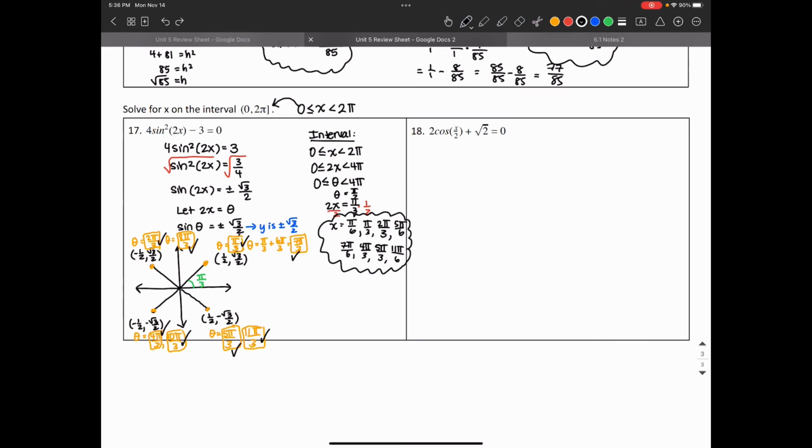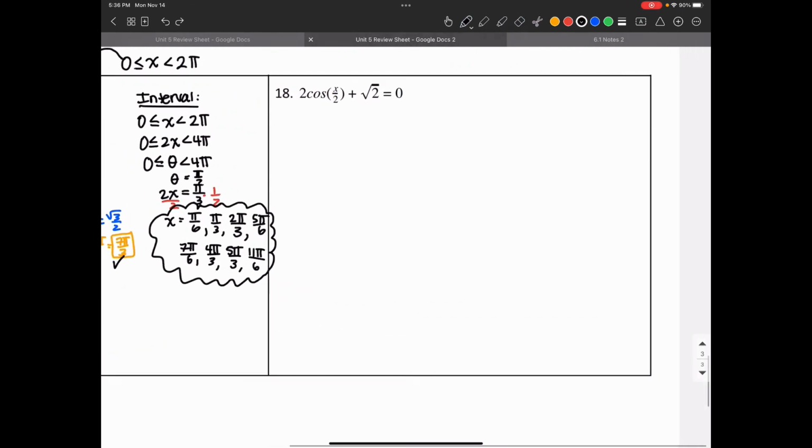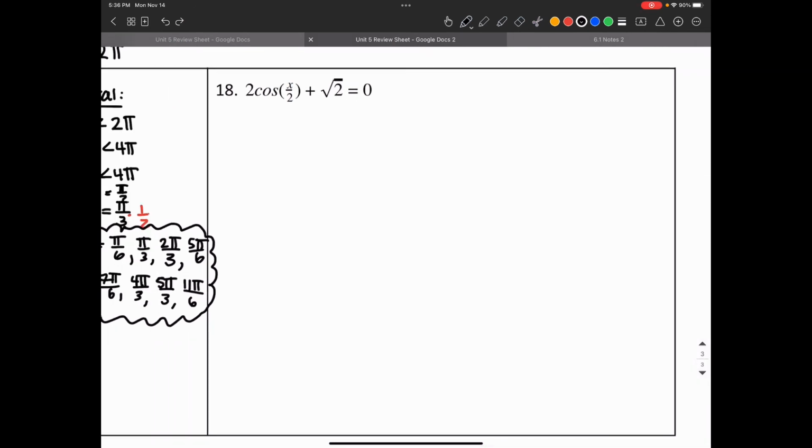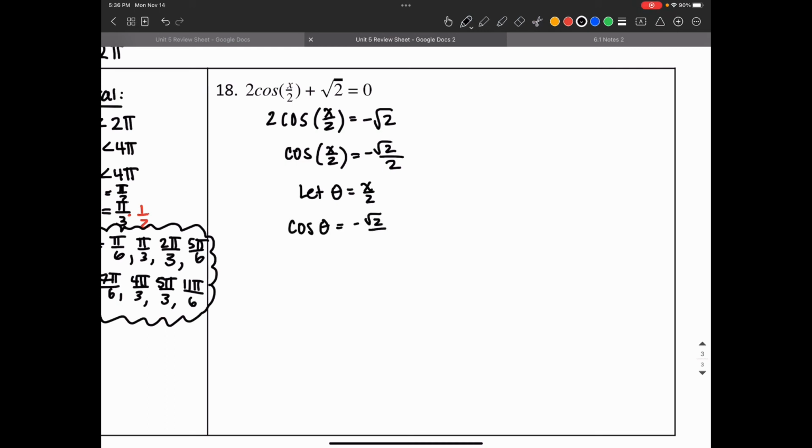For number 18, I have 2 cosine of x over 2 plus the square root of 2 equals 0. I'm going to isolate the trig function, so I'm going to subtract square root of 2 on both sides, and I'll get 2 cosine of x over 2 is equal to negative square root of 2. I'm going to divide both sides by 2, and I'll get cosine of x over 2 is equal to negative square root of 2 over 2. And then I am going to let theta be equal to x over 2, and I'm going to rewrite this as cosine of theta is equal to negative square root of 2 over 2.